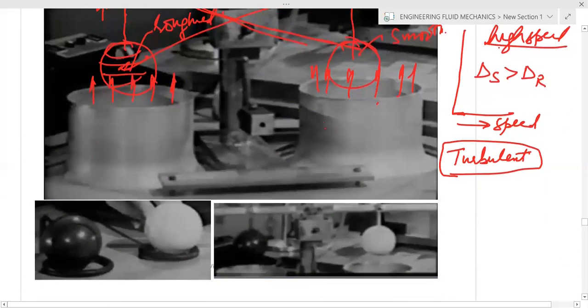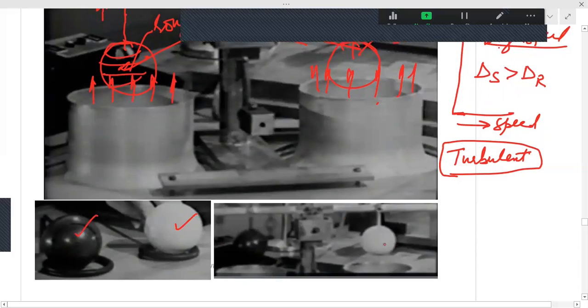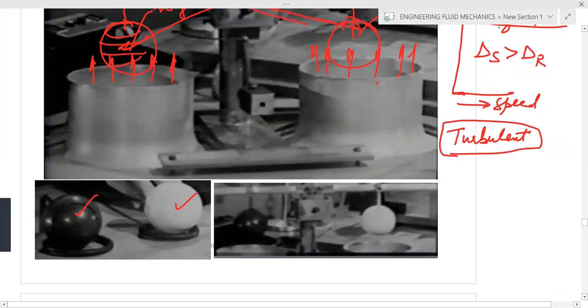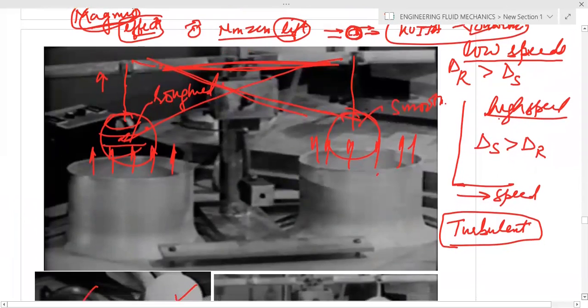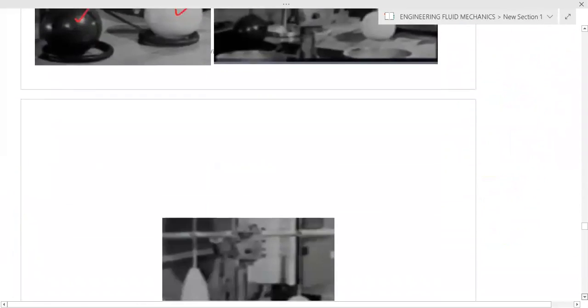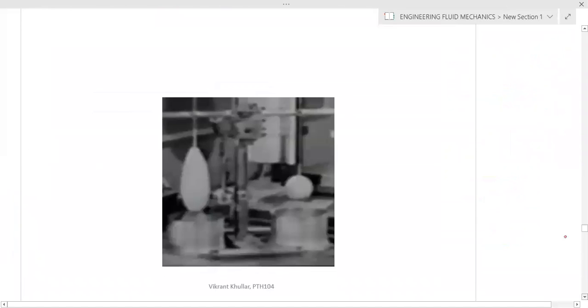So I'm coming back to the two experiments. This was a roughened ball, this is the smooth ball. We have observed that at low speeds the smooth ball will have lesser drag, whereas at high speeds the roughened ball will have low drag. Now this was about the two balls.